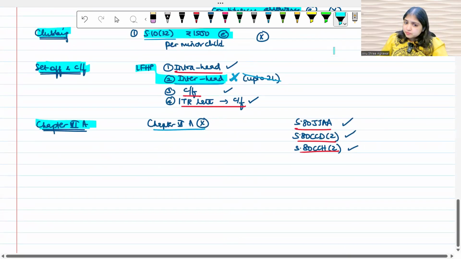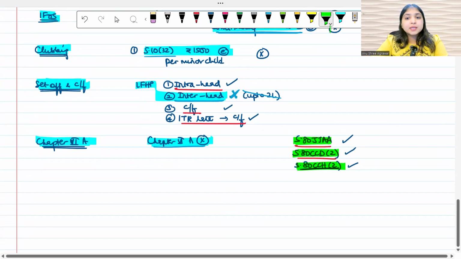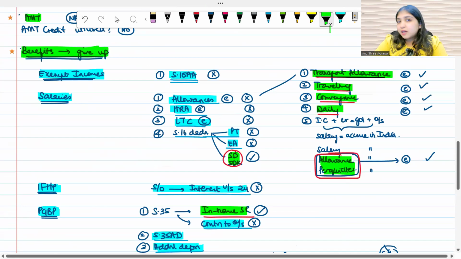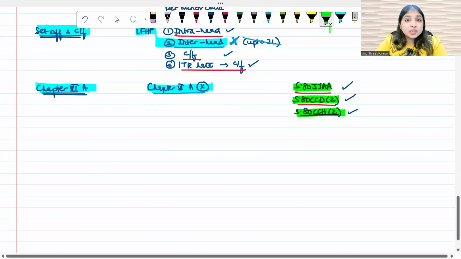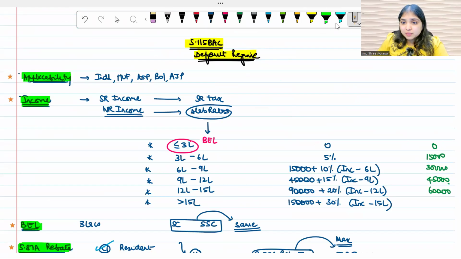And lastly, the whole of Chapter VI-A you will not get, but however 80JJAA, 80CCD subsection 2 and 80CCH subsection 2, these deductions you can continue to enjoy. Understood, everybody? So this was our entire discussion with respect to the benefits that you'll have to give up under 115BAC.